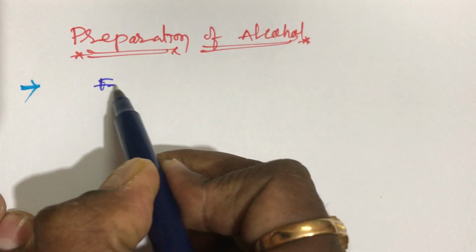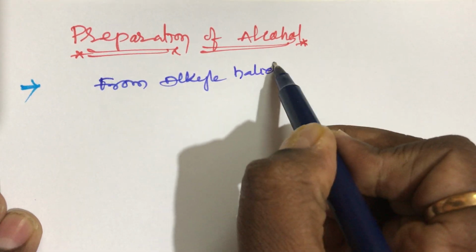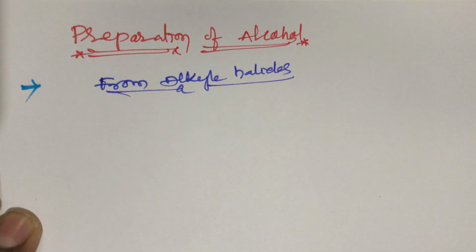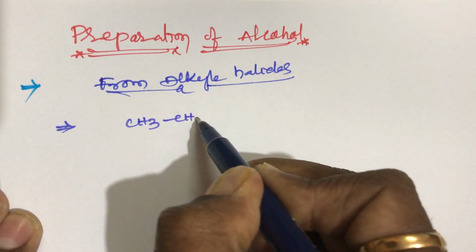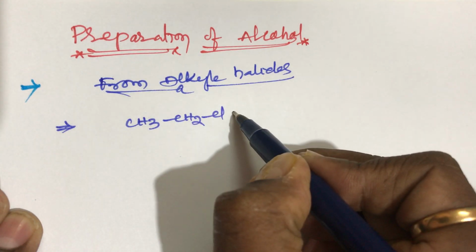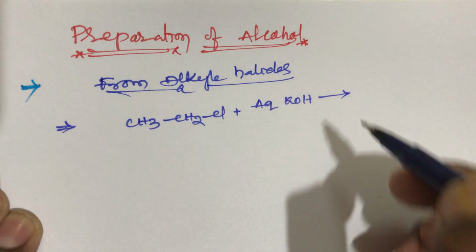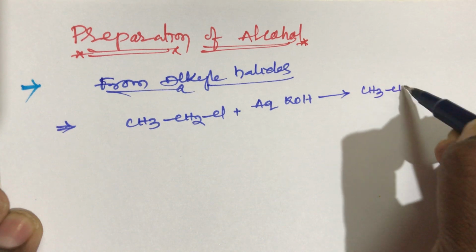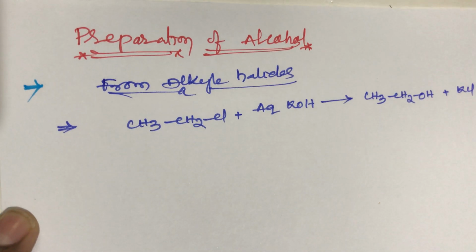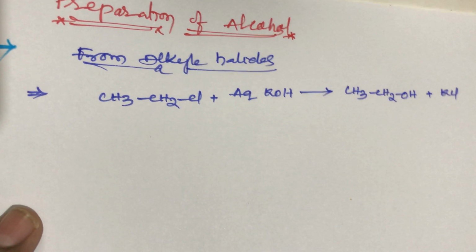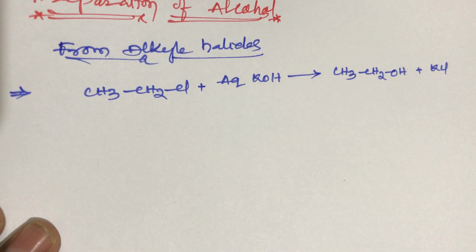From alkyl halide. The first method is from alkyl halide. Example, I am taking ethyl chloride. When ethyl chloride reacts with aqueous KOH, it gives ethyl alcohol plus KCl. This is a simple trick. First preparation method: when ethyl chloride reacts with aqueous KOH, it gives ethyl alcohol plus KCl.